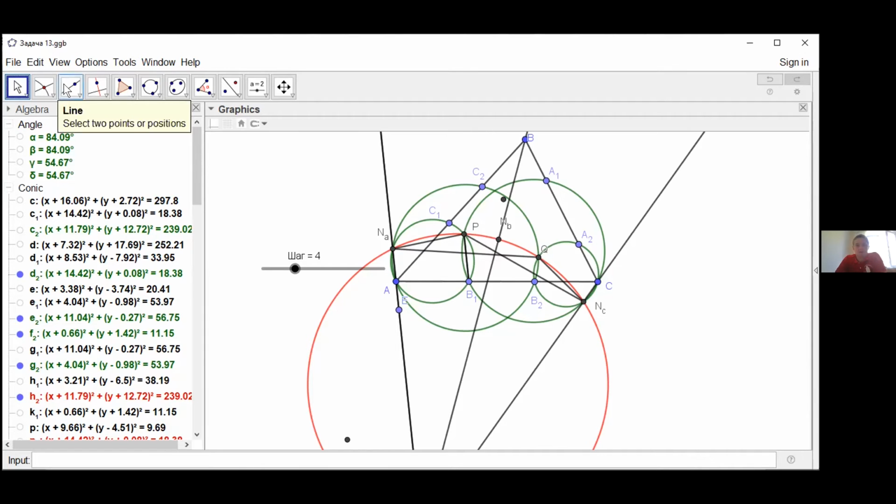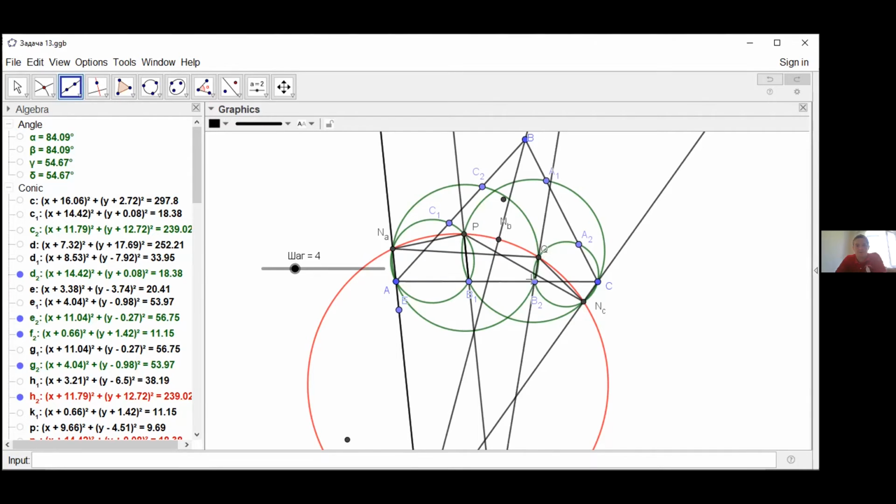Yes, and it seems we need one more statement here, that the lines like P B1, this line, and similarly Q B2, such lines also intersect on the red circle. But this again easily follows from inscribed angles, so you just need to catch the angle between lines PB1 and QB2.